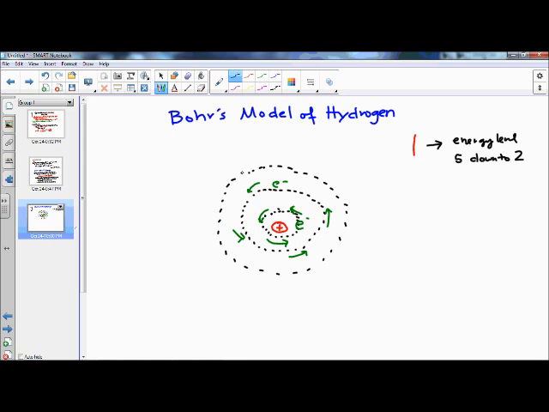Bohr believed that there were 7 possible orbits, as he called them. Each of them was a very specific distance from the nucleus. He didn't call them orbits. He decided to call them energy levels. He compared them to the steps of a ladder.